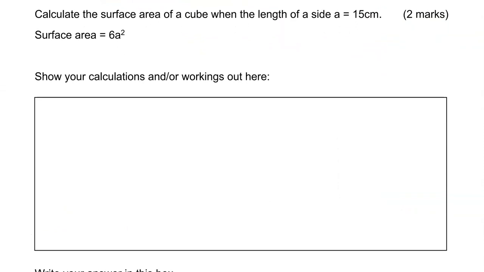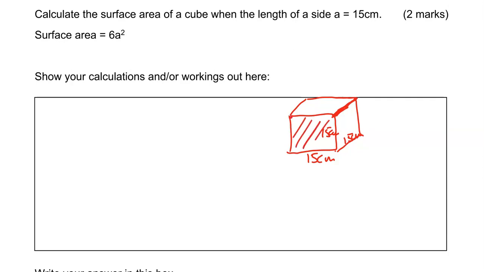Calculate the surface area of a cube when the length of a side A is equal to 15 centimeters. Surface area is equal to 6 lots of a squared. Show your calculations and our workings out here. So we're talking about the surface area of a cube, which is going to look more or less like this. So side length is 15 centimeters. So this is 15, so this is 15 as well. And of course this is 15 as well.